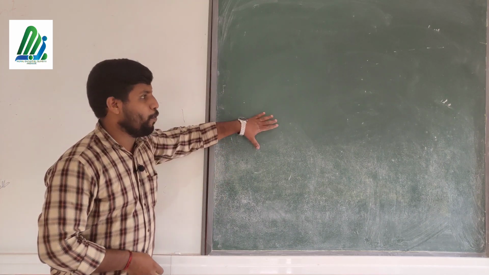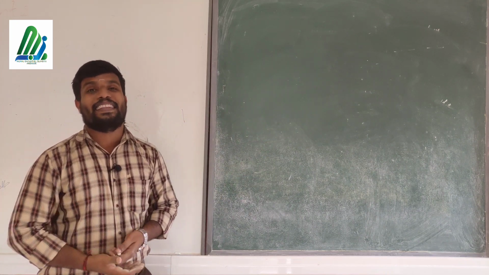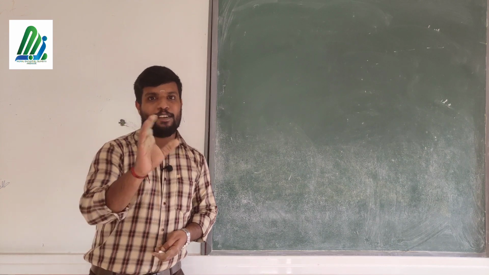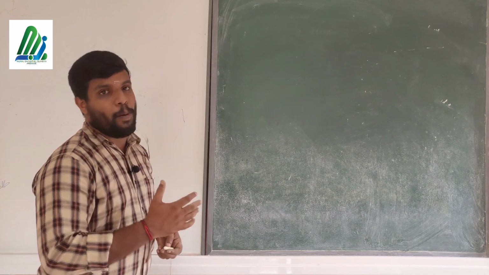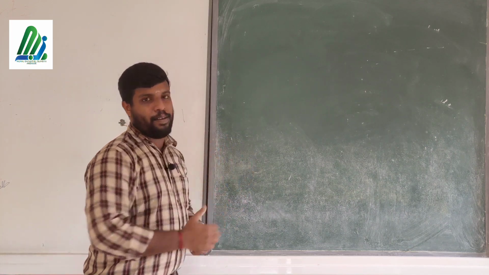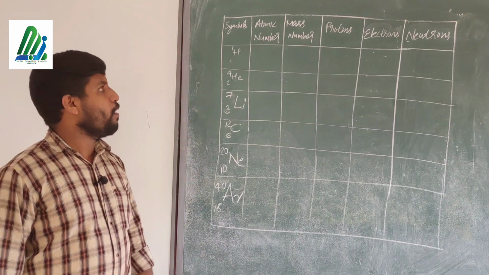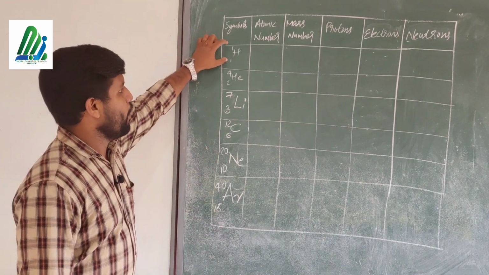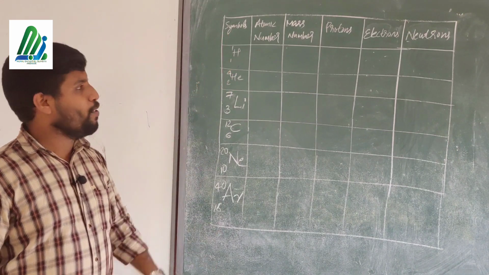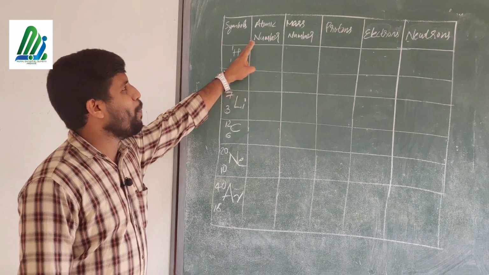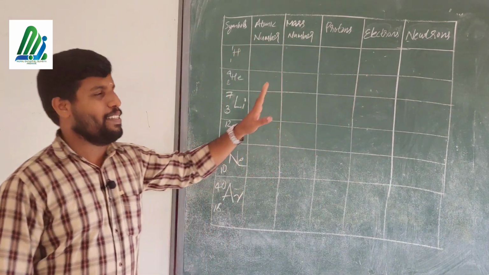Now I will give you some work to familiarize yourselves with this topic. For example, please listen, we are going to do this table from our textbook. The first question here is H11. The symbol is given, and using that we want to find the atomic number, mass number, protons, electrons and neutrons in this atom.